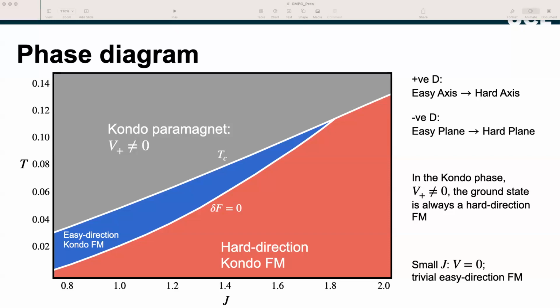And if you have very small J, then you would move into the magnetic phase completely, and this decoupling is not valid. You have to decouple everything magnetically, and you wouldn't get any hard direction ordering at all.